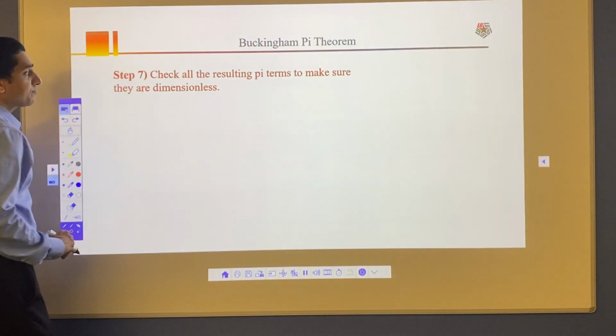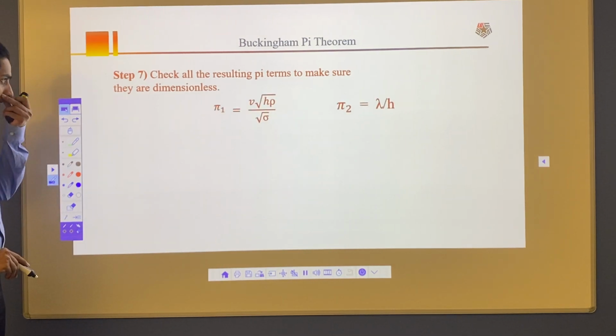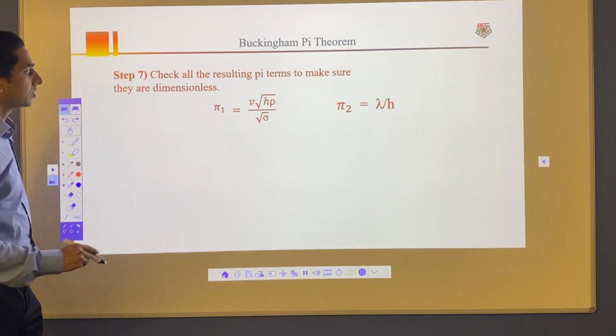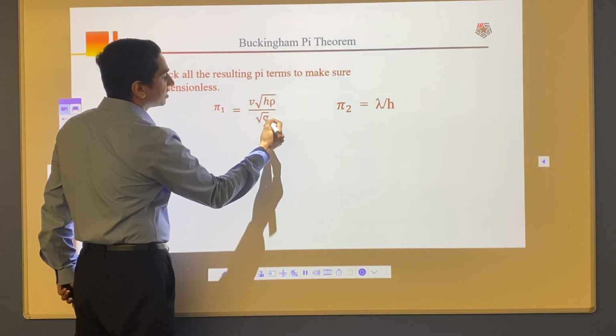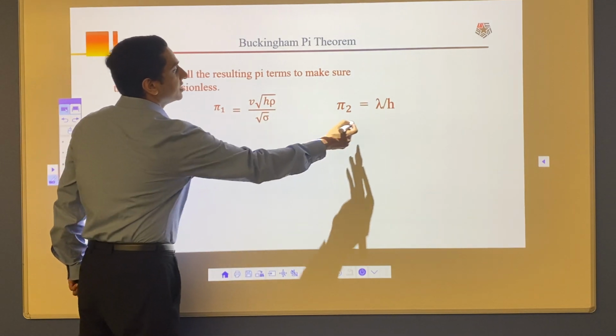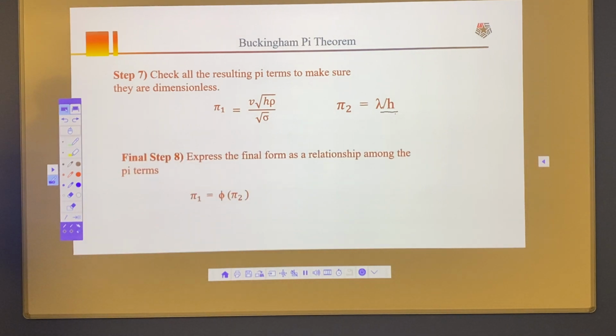Now, step 7 says check all the resulting pi terms to make sure that they are dimensionless. You just have to check that the dimensions for the numerator and denominator balance and cancel each other out, and they will if you check. Here you can also see they already cancel each other out. That's pretty much step 7. If they don't cancel each other out, you may have to go back, but right now they do cancel out.